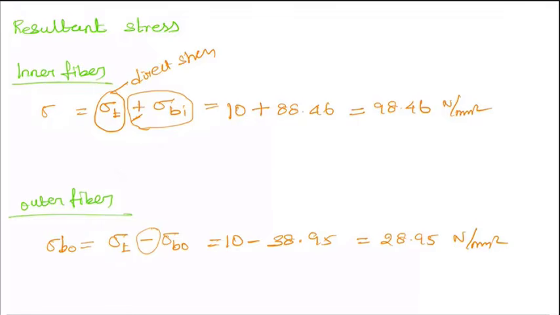Sigma b outer, sigma b inner. These are the stresses acting at the inner fiber and outer fiber. From these two values, you can easily understand the maximum stress is acting at the inner fiber for this cross section.